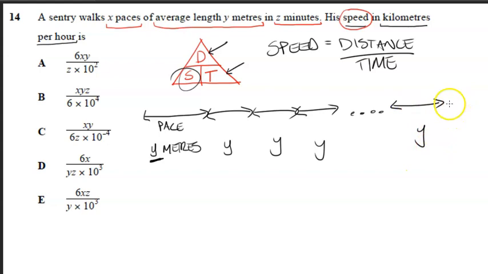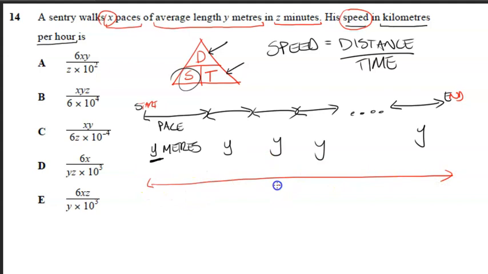So here is the end. Okay, so start and end. And we want to know the distance, which will be the amount of y meters there are all up. This is determined by the amount of paces that has been completed, which we know is an x amount. This sentry has done these paces x amount of times.